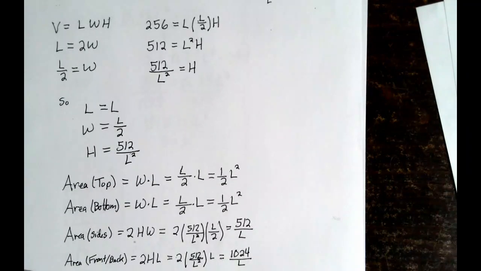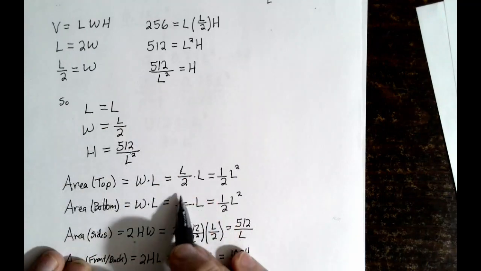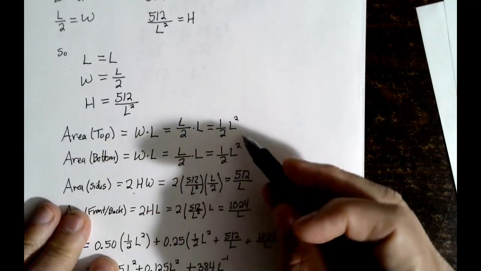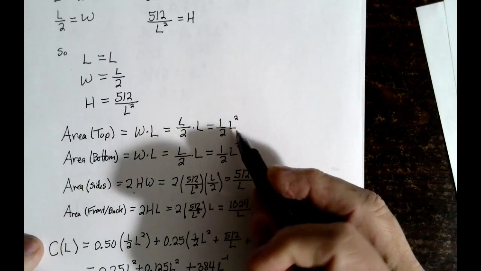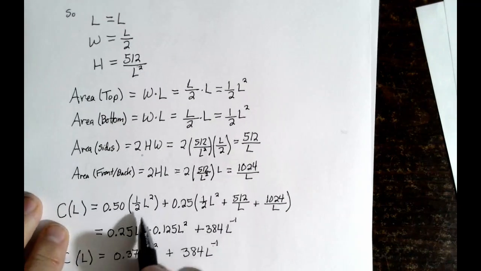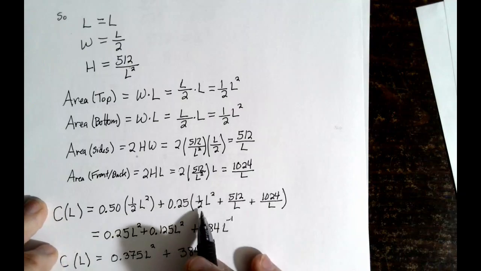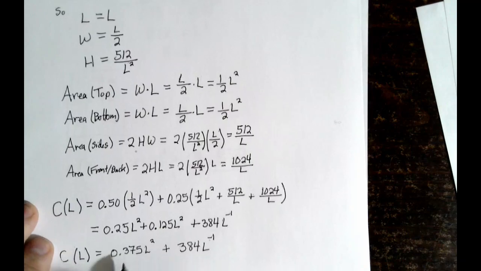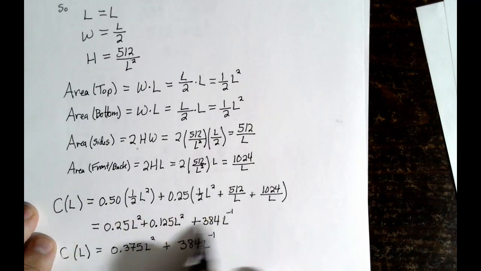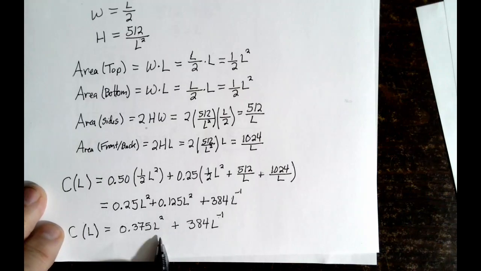And now what I did was I replaced the W and the H with what each of the W and the H are equal to, and that gave me these guys here. Now this first one is 50 cents per square inch, so you multiply it times 0.50. These other 3 are 25 cents per square inch, and you add them together and multiply by 0.25. So when you multiply all these guys together and combine like terms, you get this guy here. So that's your cost function in terms of only one variable, L.